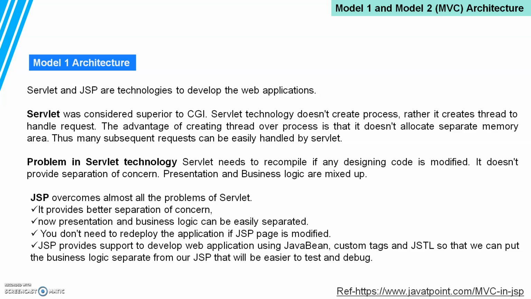As we know, a servlet is a Java program which is used in place of CGI. Servlet technology doesn't create a process, rather it creates a thread to handle the request, which means it is a lightweight process. The advantage of creating a thread over a process is that it doesn't allocate a separate memory area. Threads work in the parent memory area. So servlets became famous over CGI.